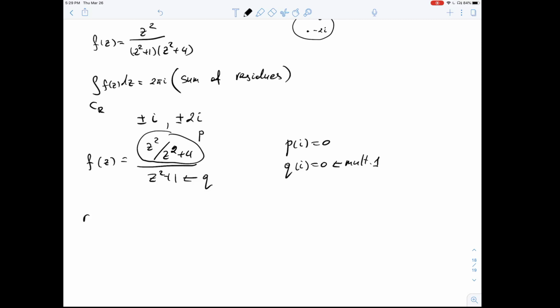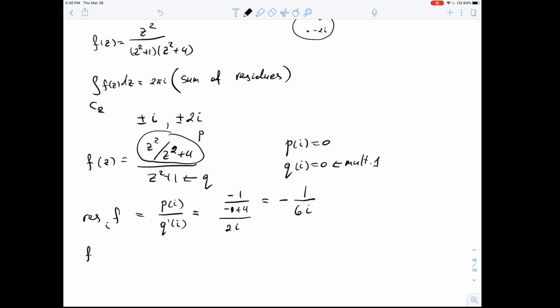So this means that the residue of f at i is equal to P of i divided by Q prime of i, and P of i is what? It's minus 1 divided by minus 1 plus 4, and Q prime is 2z, so 2i. So this is minus 1/3 divided by 2i. It's 1 over 6i.